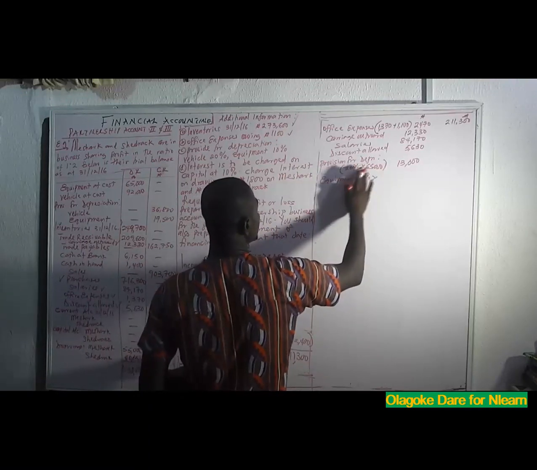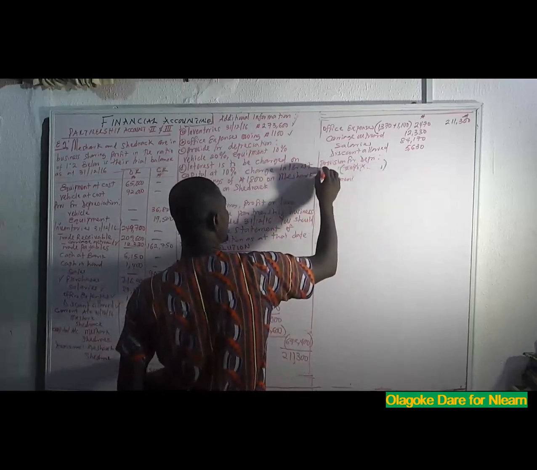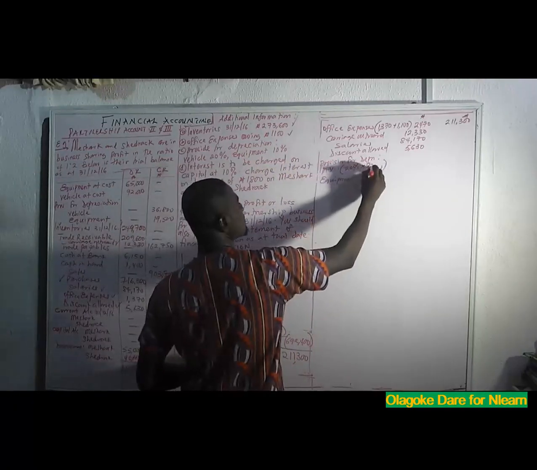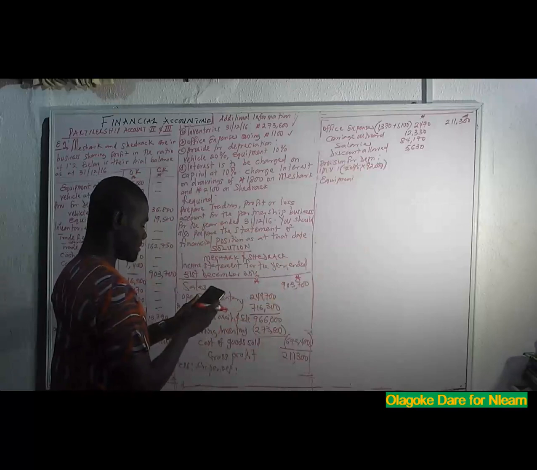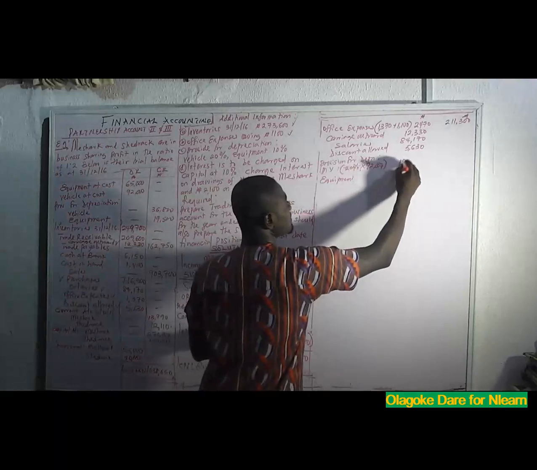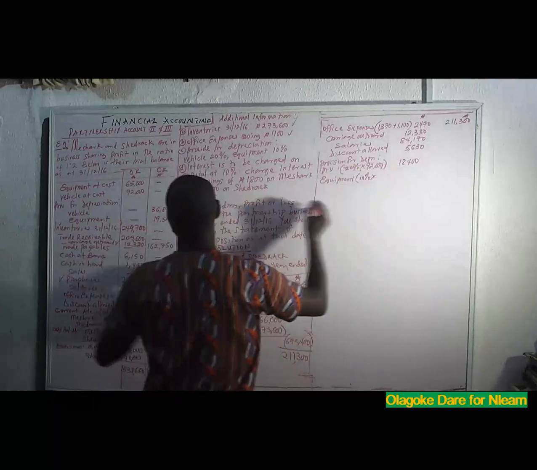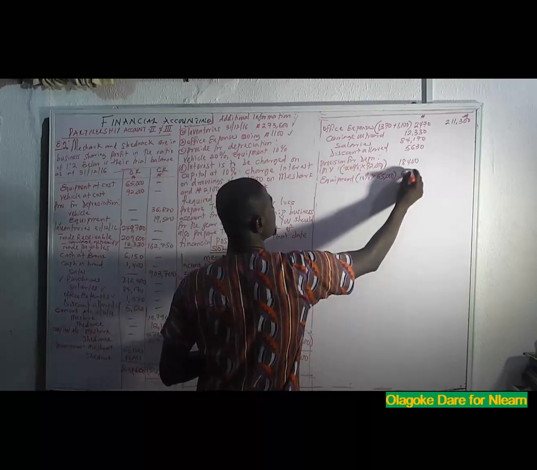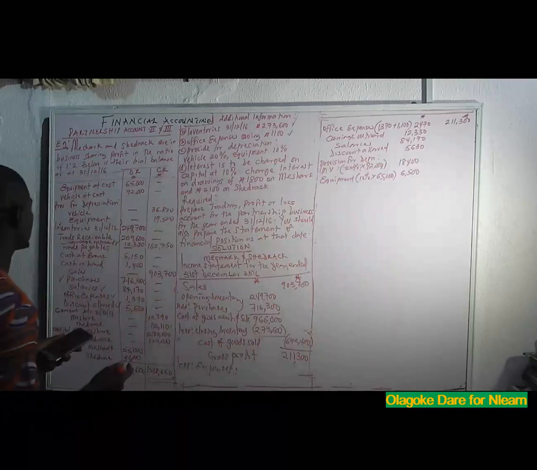The cost of motor vehicle is actually 92,000. So 20% of 92,000, we have 18,400. Equipment is 10% of 65,000. That's 6,500. So let's move on.